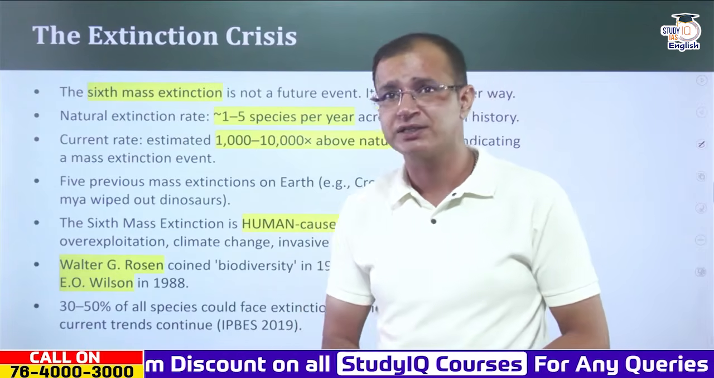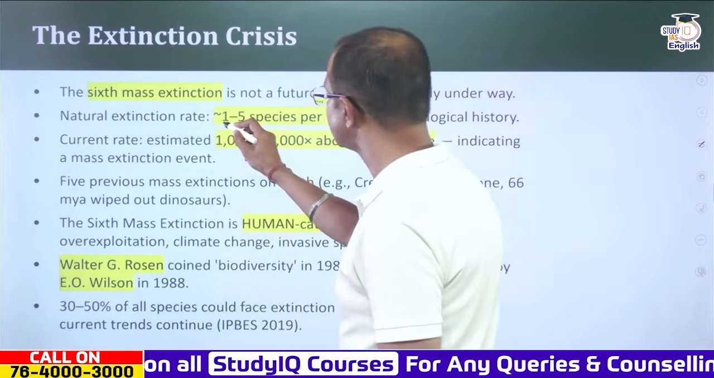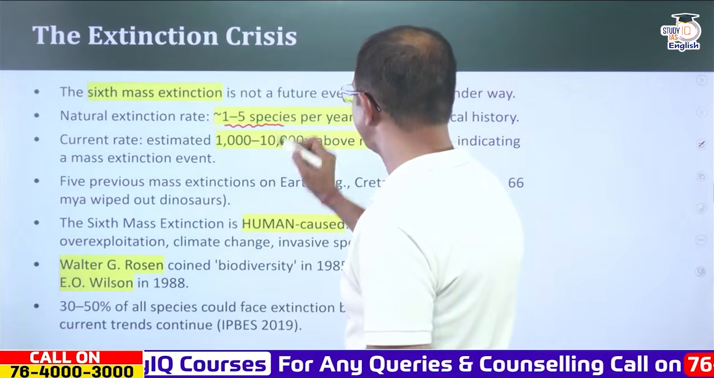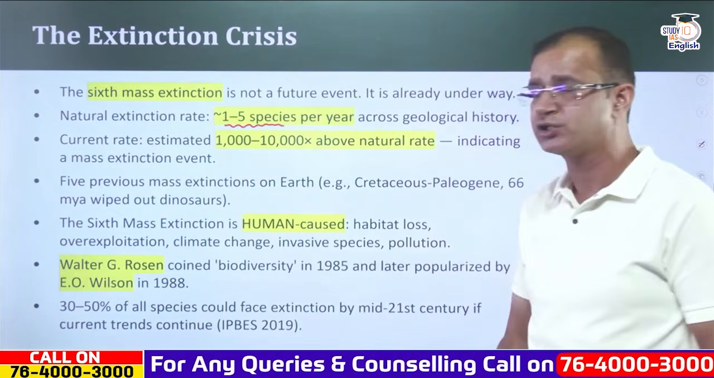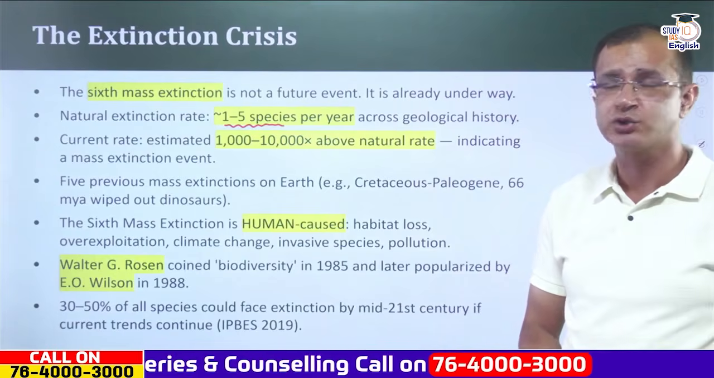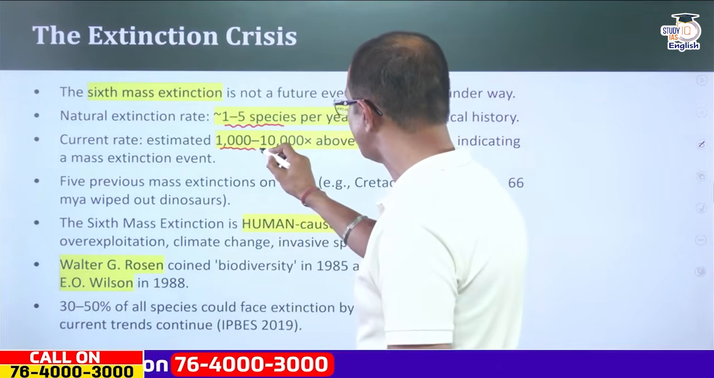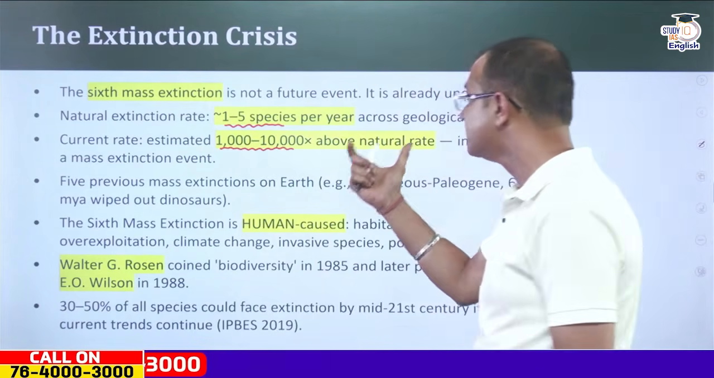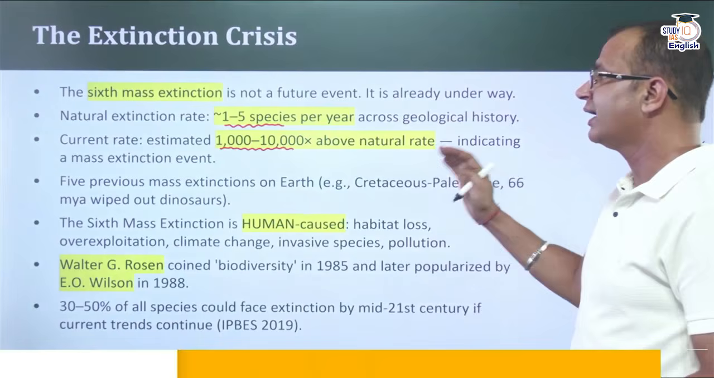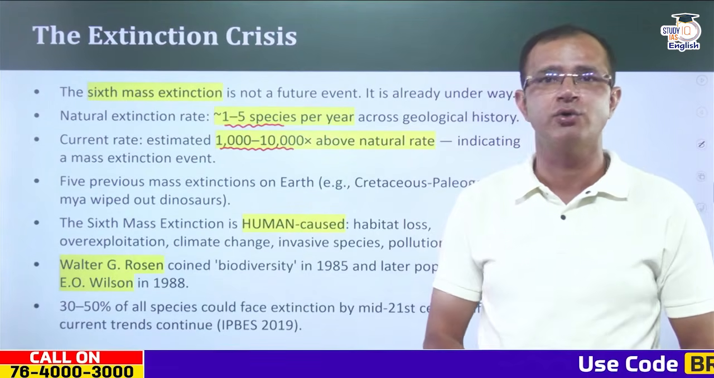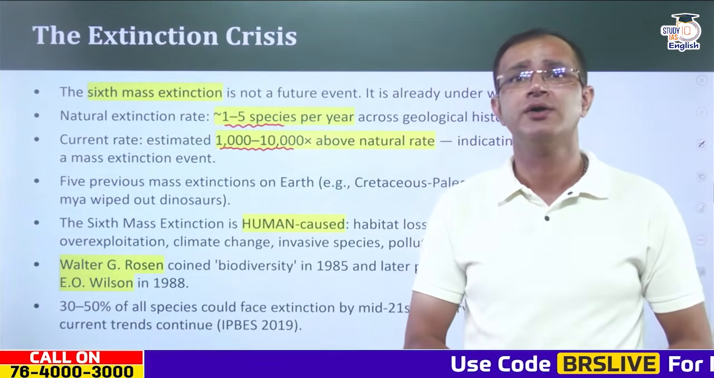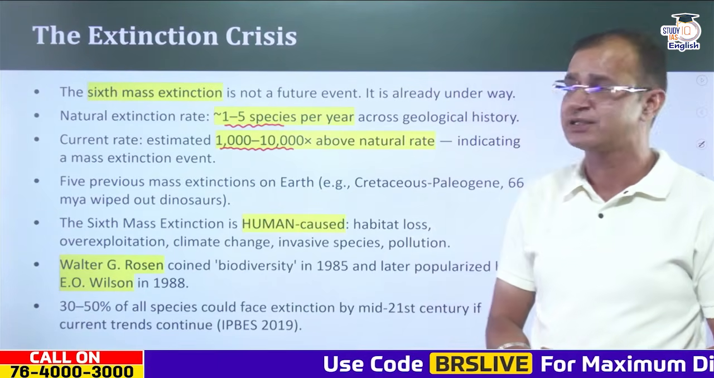When it comes to the natural extinction rate, it is about 1 to 5 species that become extinct per year across geological history. But the current rate is estimated at about 1,000 to 10,000 times above the natural rate. Ultimately, that indicates that we are going through a mass extinction event right now, the sixth mass extinction event.